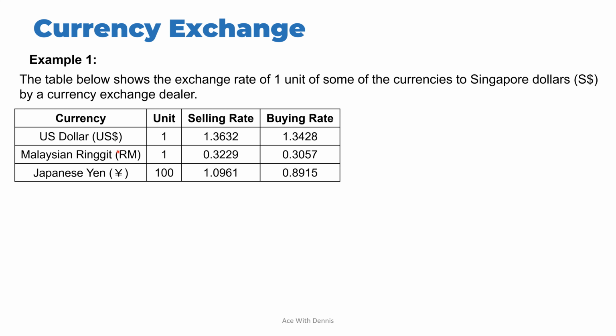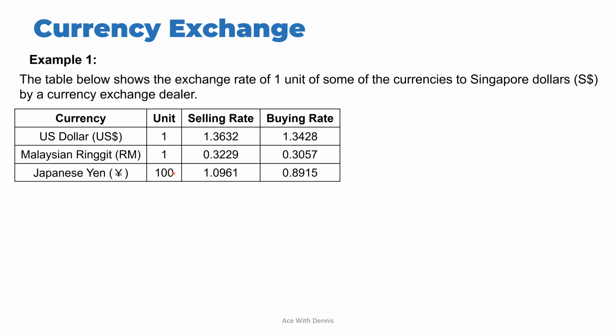For the first column, we have the currency with US dollars, Malaysian ringgit, and Japanese yen. And then the next column is units here. Okay, so US dollars and Malaysian ringgit is 1, but Japanese yen is 100 units. And we have the following by the selling rate and the buying rate. Okay, so what does it mean? Right, you can see that Japanese yen is different from US dollars and ringgit Malaysia.